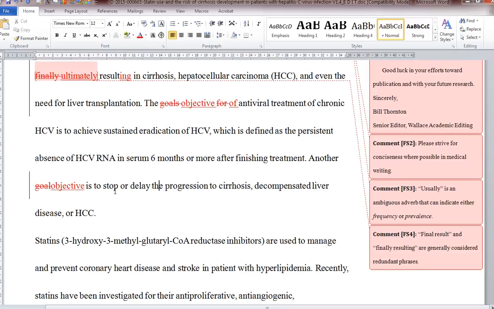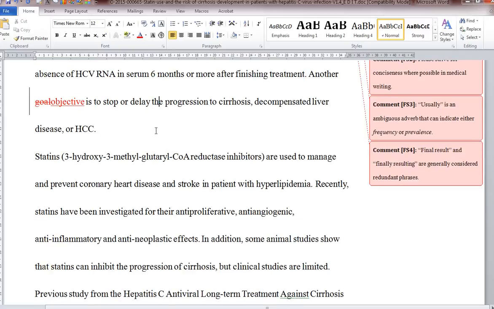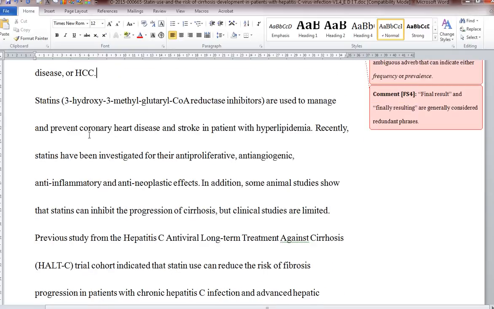Okay, now I'm back here. Another objective is to stop or delay the progression to cirrhosis, decompensated liver disease, or HCC. Very clear. Okay. Statins, if I'm pronouncing that correctly. And then this mouthful of terms looks fine to me. Okay. We've got a plural noun, are used, fine. They're used to manage, okay, and prevent coronary heart disease.